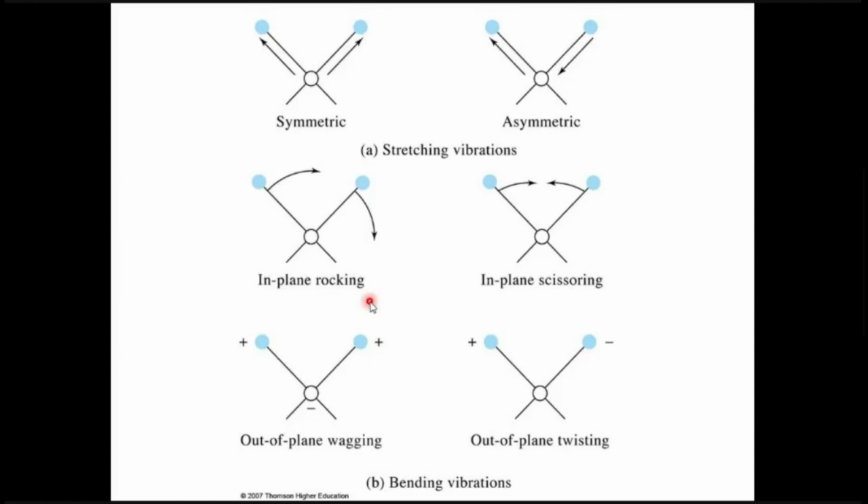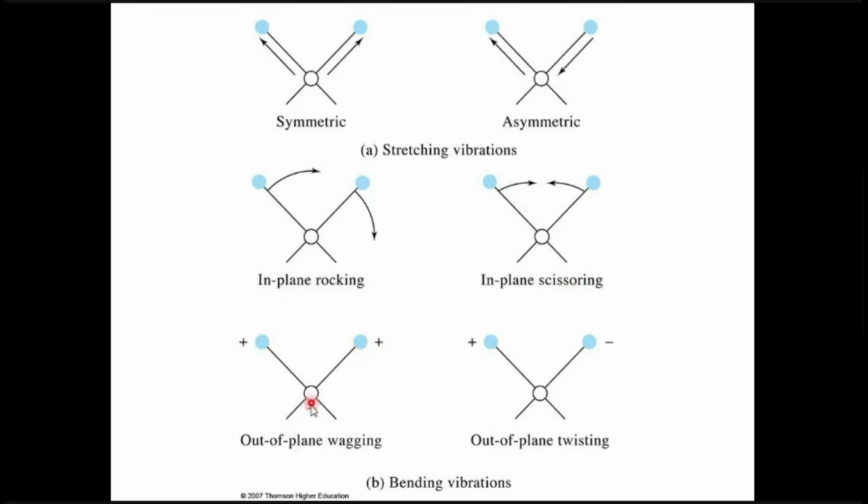It is a type of bending vibration. It is called in plane rocking. There is another vibration where the central atom is relatively stationary and both the atoms connected to it move closer to each other and then away from each other. So this type of bending vibration is analogous to the movement of scissors. Both the blades of scissors come closer and move away from each other. But in both these types of vibration, all three atoms remain in the same plane. So it is in plane scissoring bending vibration.